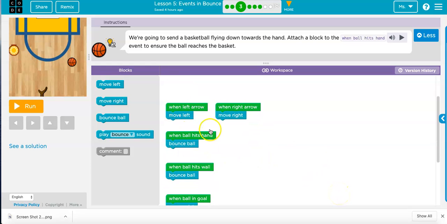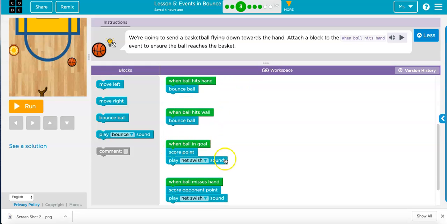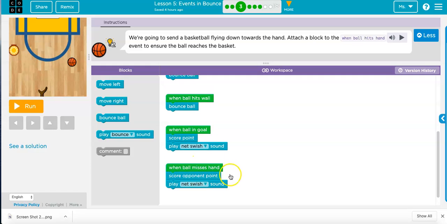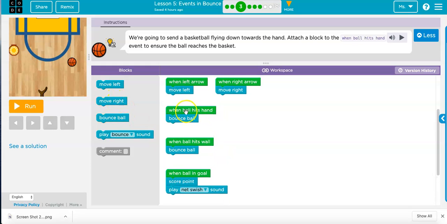But when left arrow, we already had him moving left. When right arrow, we had him move right. And now we need to actually add on. So when ball hits hand, when ball hits wall, when ball in goal, when ball misses hand, you need to come over here and look at the blocks that are available to you and simply move the blocks to what makes the most sense.